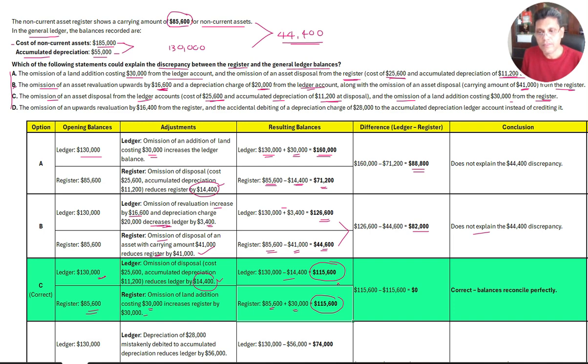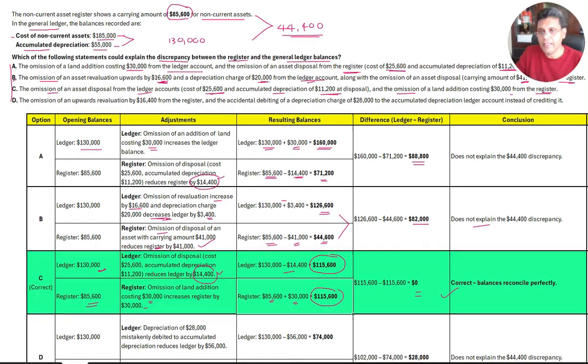So therefore, this scenario explains the discrepancy correctly. So therefore, the difference is 0. So this should be the correct answer. But however, let's move on to part D and we will see the impact.